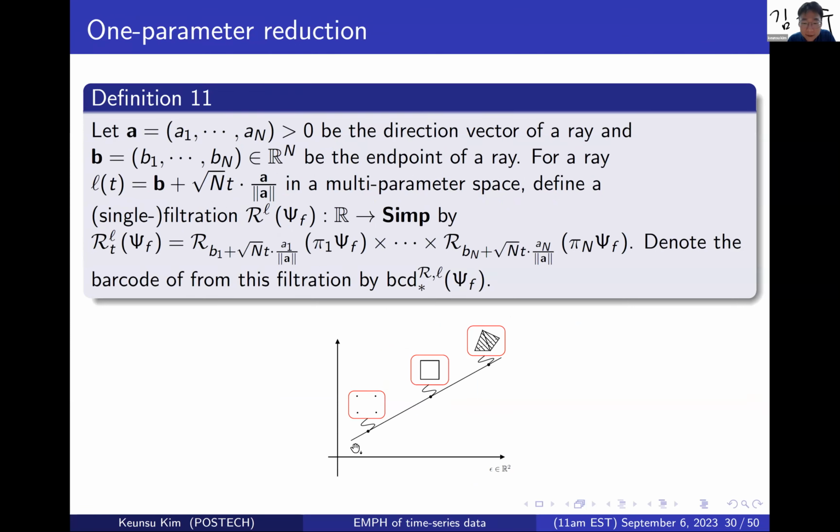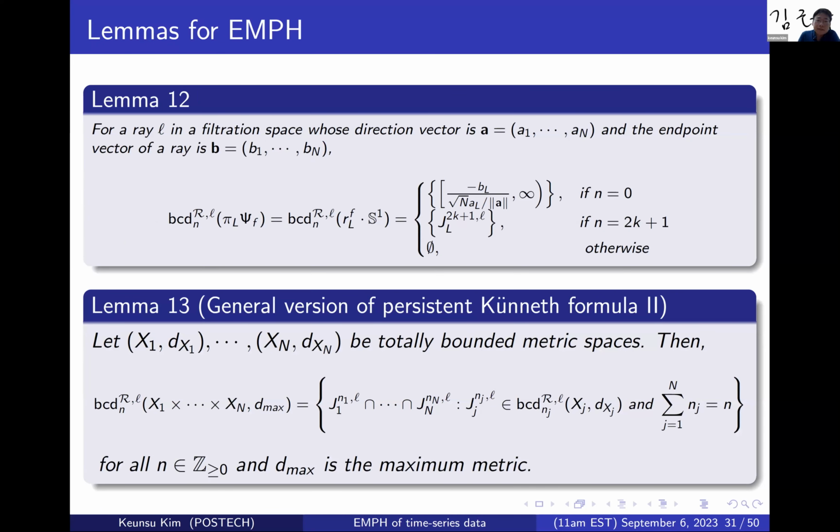And then we consider a one-parameter reduction of the multi-parameter filtration. We get it on this layer. Then this filtration becomes a one-parameter filtration. We can define a barcode in this way. So this barcode is denoted like this. And we proved a barcode formula of a circle and the persistent Künneth formula on this layer.